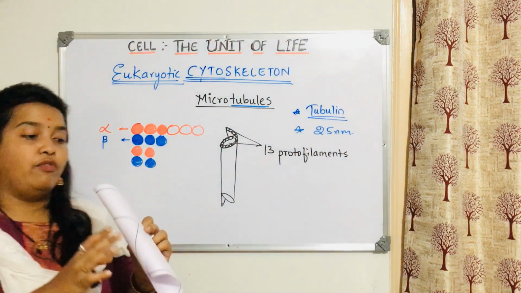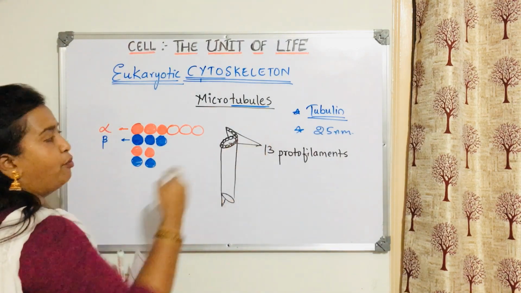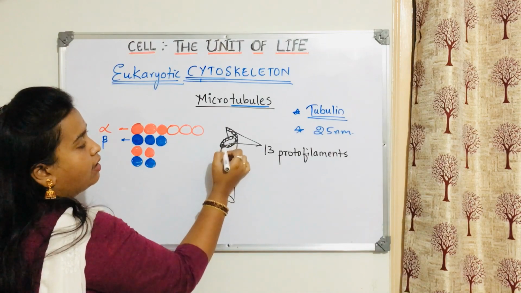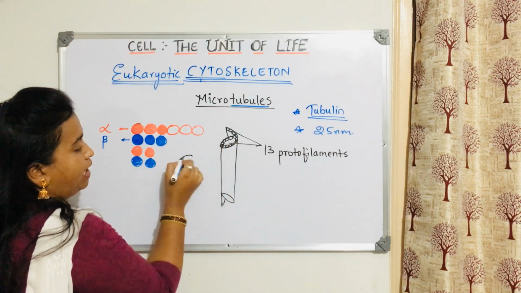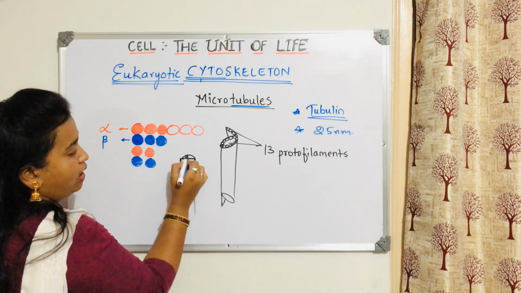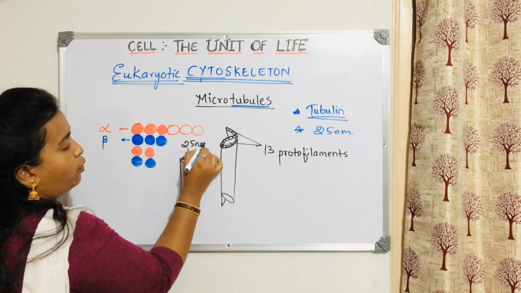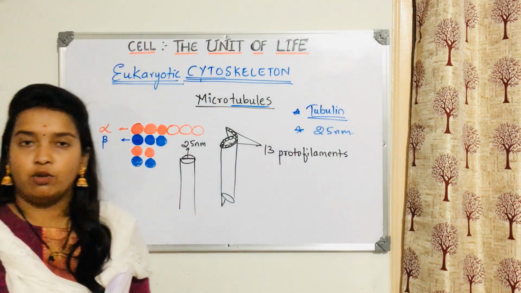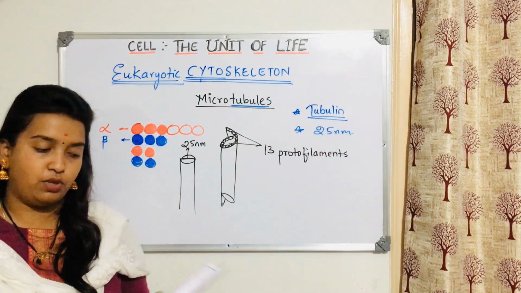Now this is the width. I told you about the width, 25 nanometer, and that width is nothing but this only. From here till here, it just looks like a tube. If you see this total width, it is 25 nanometer. That is why it is the biggest, the largest cytoskeleton.